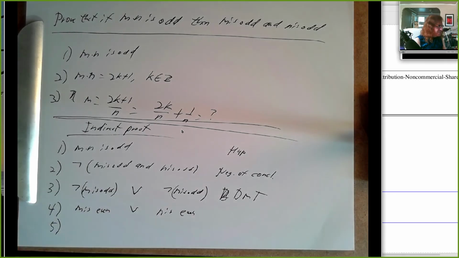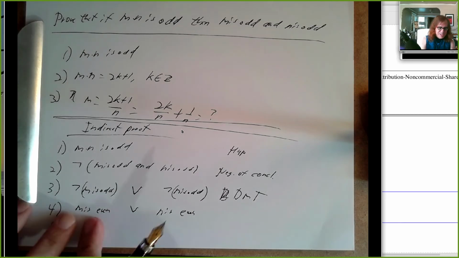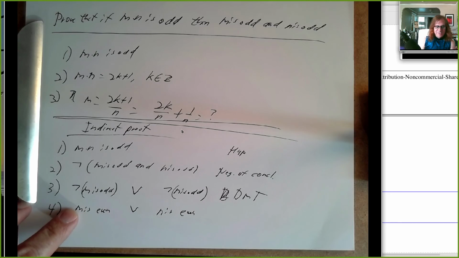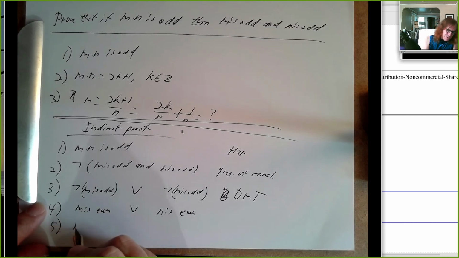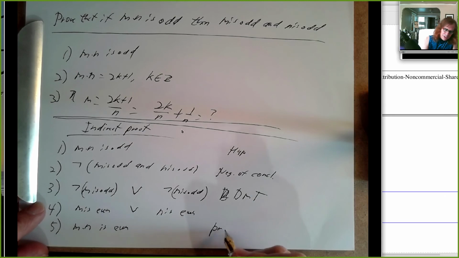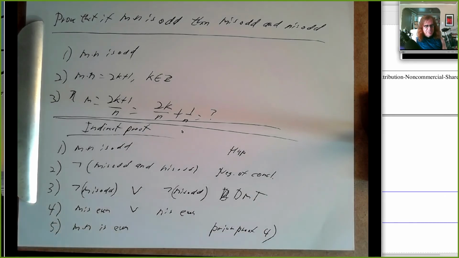Well, we already did a proof which said if we take an even number and multiply it by anything, we get an even number. So if m is even, m times n will be even. And if n is even, then m times n will be even. And so we know m times n is even. And that's a prior proof applied to statement 4. And now we have a contradiction.